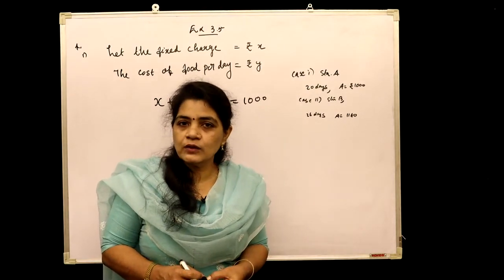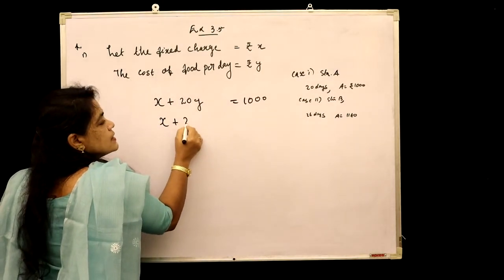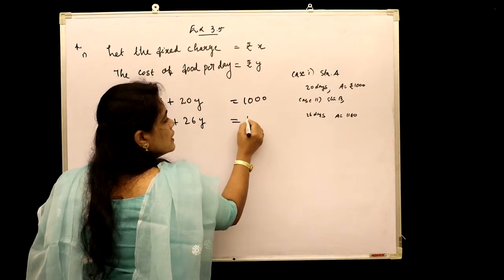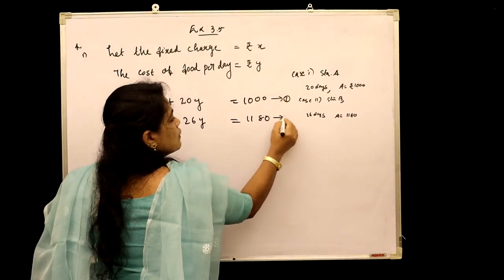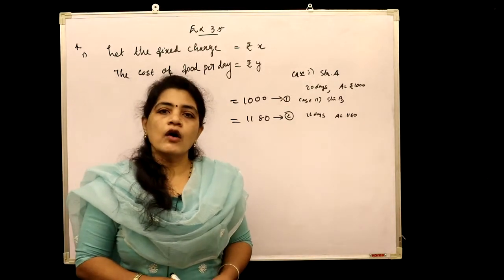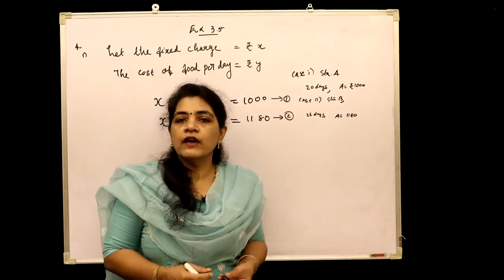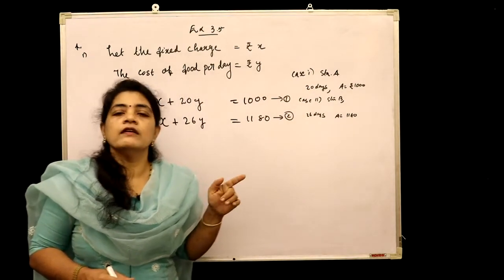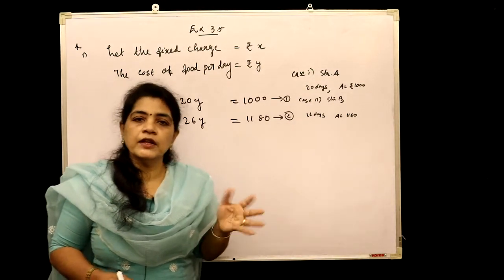Okay, the idea is clear, children, how the equations can be formed. So the second equation is x plus 26y, and the total amount is given as 1180. Let these be equation 1 and equation 2. This can be solved by either the substitution method or the elimination method, that doesn't matter. I am going to eliminate the variable x from both equations by subtracting, because both have the same coefficient.